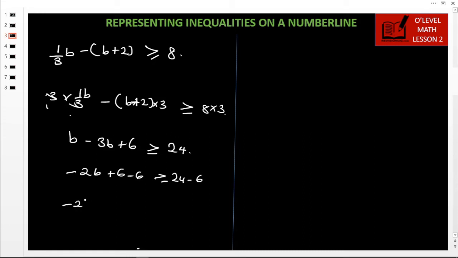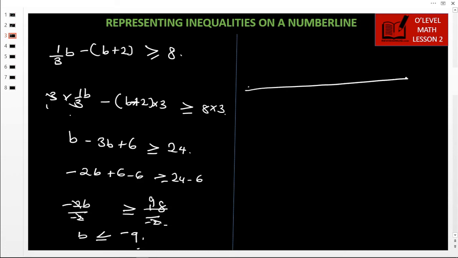So negative 2b is greater or equal to 24 minus 6, which is 18. So we divide by negative 2 here. Negative 2 by negative 2 leaves b. Because we have divided by a negative, don't forget that the sign changes to less or equal to. 18 divided by negative 2 is negative 9. Then we are going to show it on our number line.